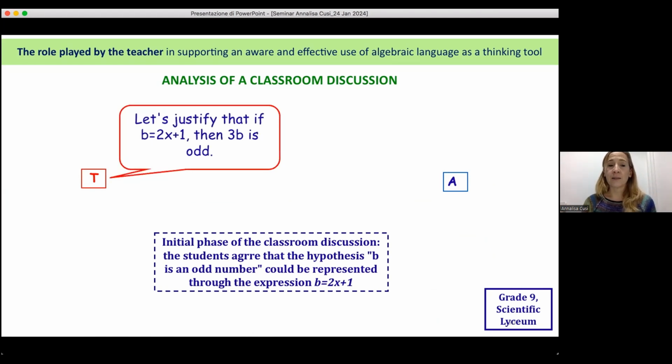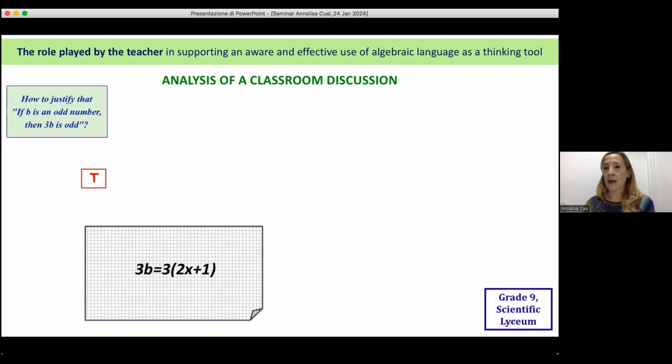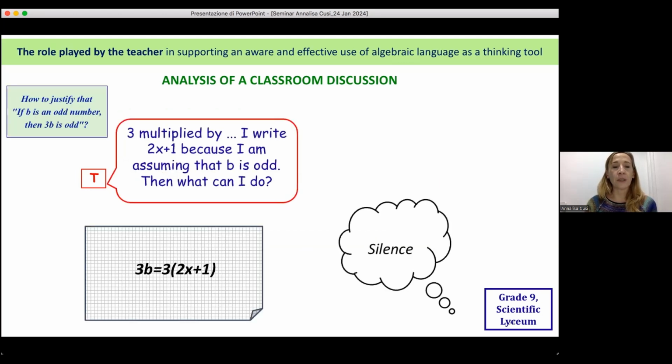Let's justify that if B is equal to 2x plus 1, then 3B is odd. We have to multiply 3 and 2x plus 1. The teacher writes it on the blackboard: 3 multiplied by, I write 2x plus 1 because I am assuming that B is odd. Then what can I do? And after this question, the class is silent.